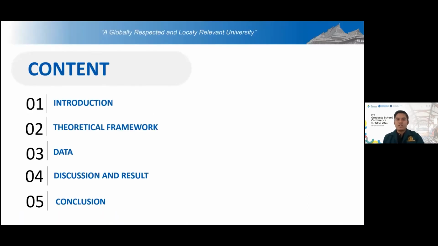Okay, this is the content that we will present in our research. The first is introduction, and the second is theoretical framework. The third is data, and the fourth is discussion and the result. And the last is conclusion.